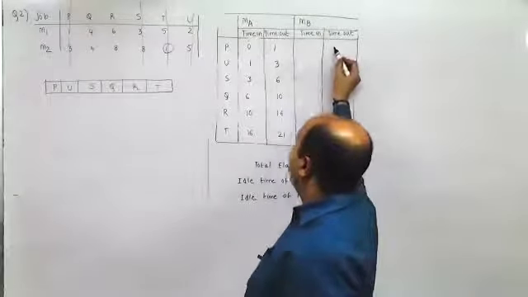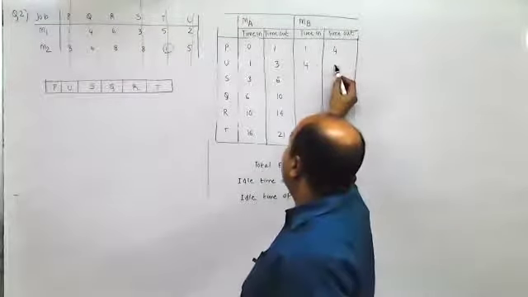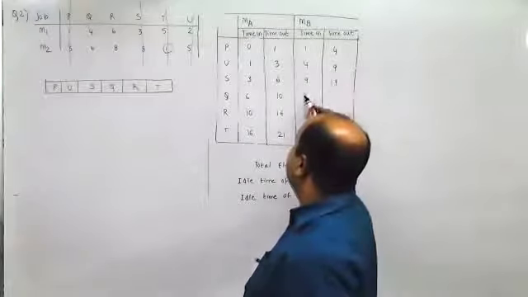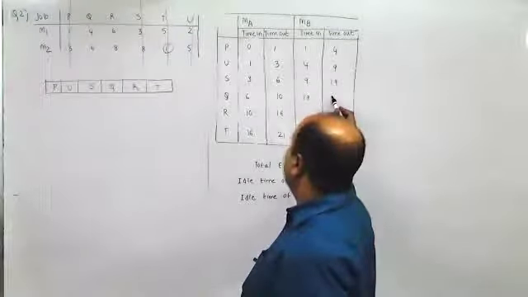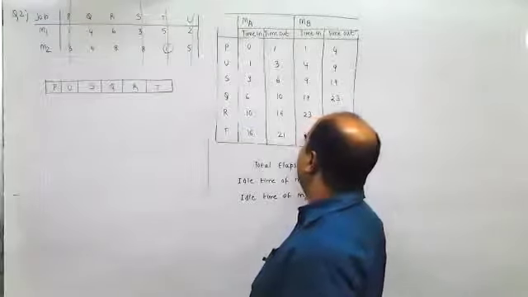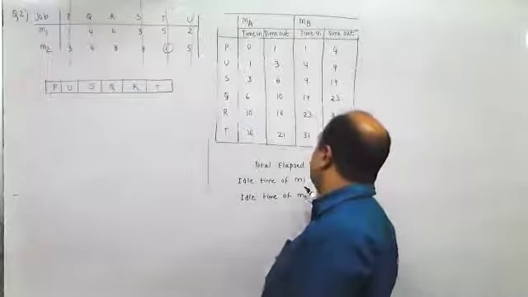Now 1 here, P, this would be 4, 4 here, U, this would be 9, 9 here, S, this would be 17, 17 here, Q would be 23, 23 here, R would be 31, 31 here, this would be 32. So total elapsed time is 32.